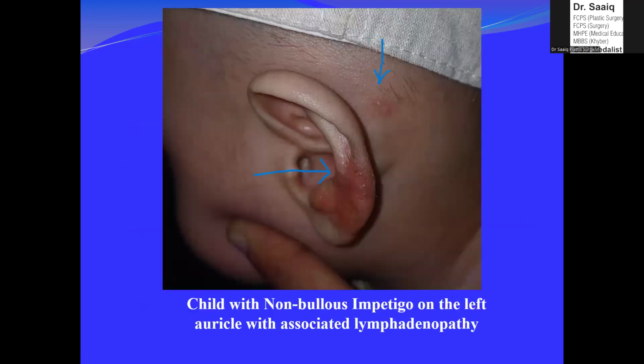Here is a child who presented with erythematous skin lesions involving the left auricle, and the parents had also noticed swelling of the retroauricular lymph nodes. The patient had fever and malaise, and this was a characteristic non-bullous impetigo.